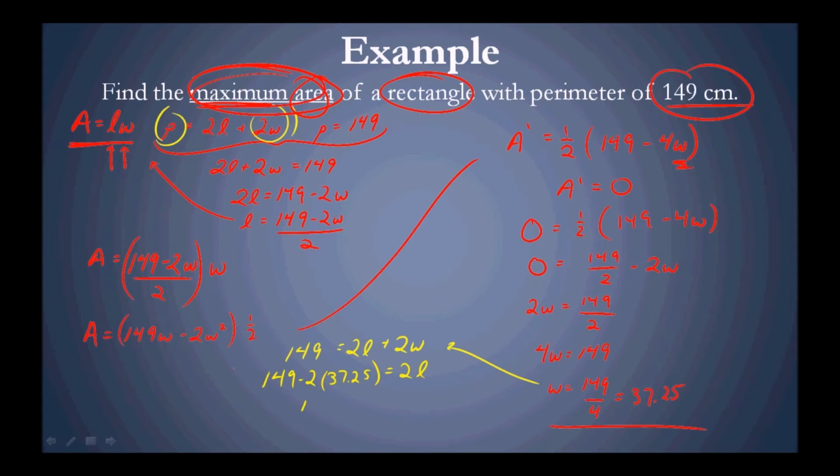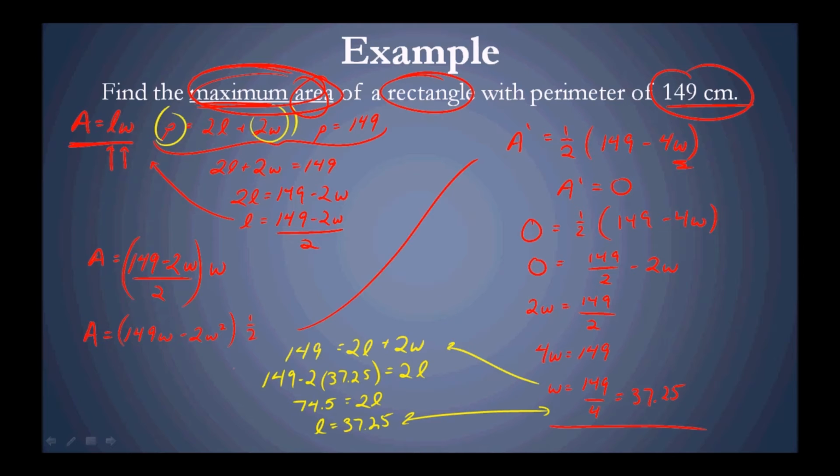On the left, that gives us 74.5, which is equal to 2L, giving us an L value of 37.25. Now this is interesting because it's the same as W. So what you'll find with a problem like this is that when you optimize the area of a rectangle, you get a square. And this is always the case, because the square is the most optimized shape of rectangular form in terms of area.